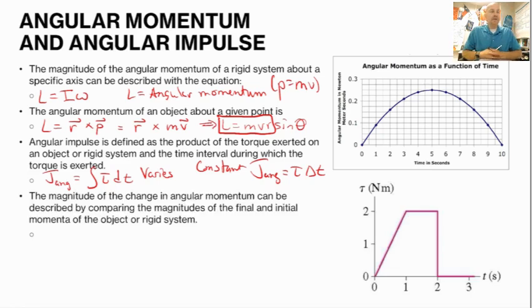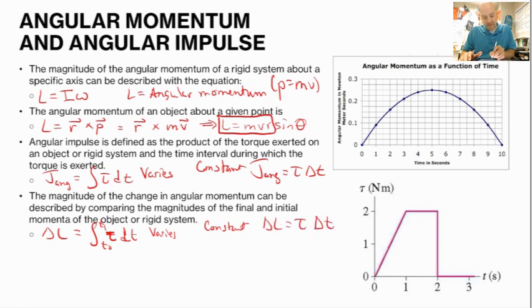Now we could talk about the angular impulse-momentum theorem. So delta L is equal to the integral from t0 to t1 of tau dt. Again, this is if your torque varies, but if it's constant, delta L is equal to tau delta t. Everything we talked about way back in the momentum unit holds true here.